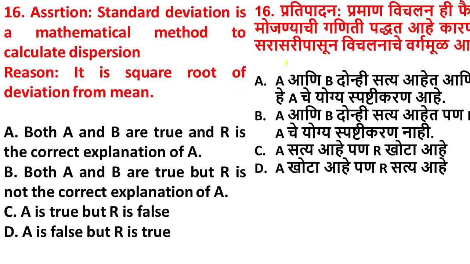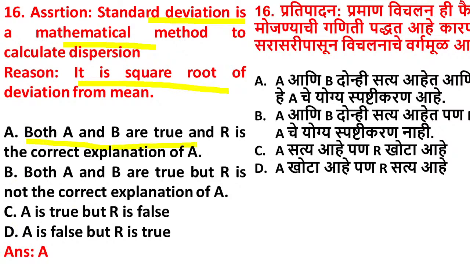Question number 16. Assertion and reasoning question. Assertion: standard deviation is a mathematical method to calculate dispersion. Reason: it is the square root of deviation from mean. Option A, both A and R are true and R is the right explanation of A. Option B, both A and R are true and R is not the correct explanation of A. Option C, A is true but R is false. Option D, A is false but R is true. Yes, here the right answer is option A.